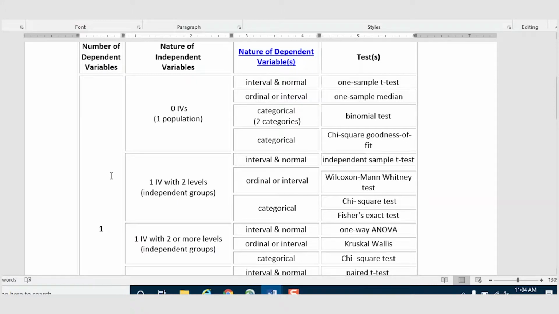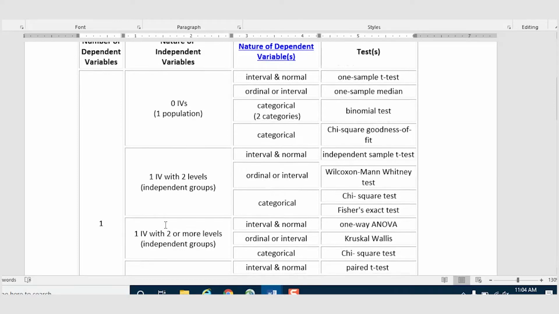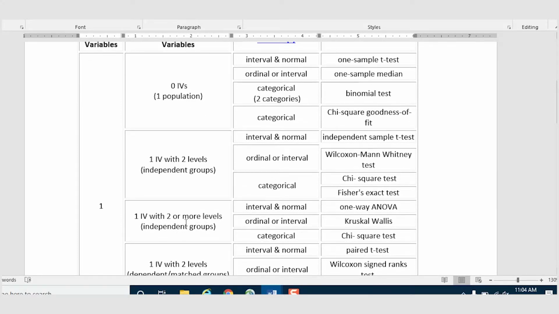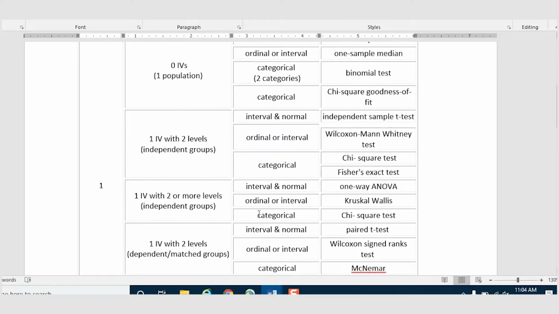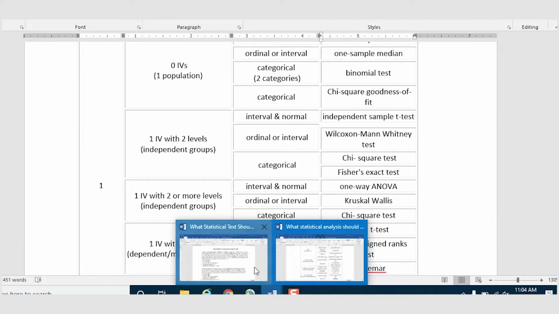So the number of dependent variables, we just have 1. The nature of the independent variables, well, we have 1 independent variable with 2 or more levels to it. The nature of our dependent variable, remember we said that was categorical. So the test we would use, that's the chi-square test that you would use for that particular example. Let's go through one more.